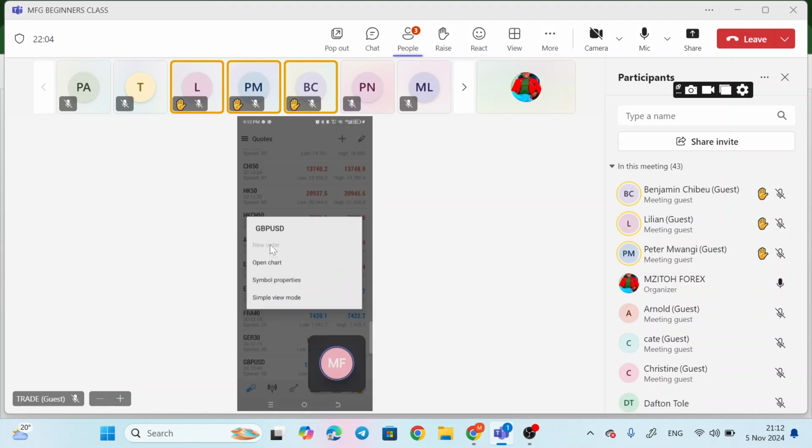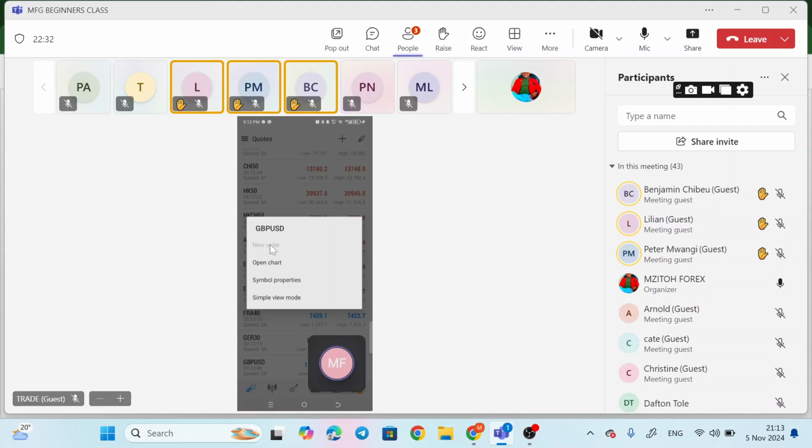Okay, so I'll touch my GBP USD. Is that option of new order. When I tap on new order, it will give me the option to either buy or sell. I don't know why it doesn't change, or does it change? Are you seeing the changes?